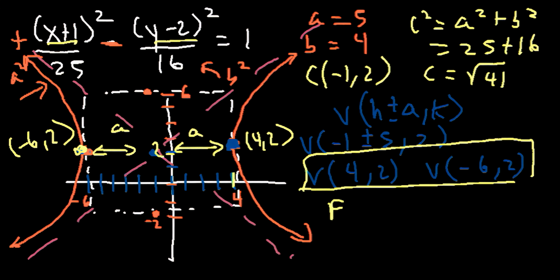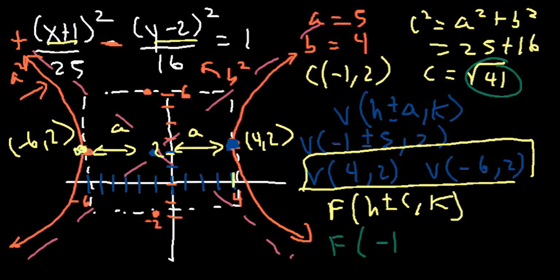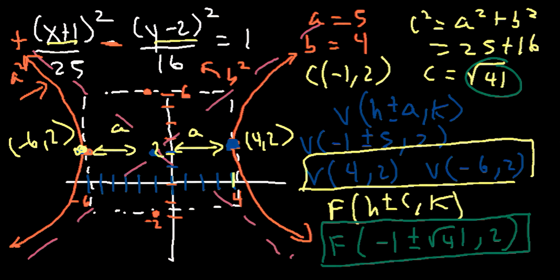Now to find the foci, the transverse axis is horizontal, so it's going to be (h ± c, k). So we've got to find the value of c, which we already know to be root 41. So it's (−1 ± root 41, 2). Now we can't add −1 plus root 41, so we're just going to leave it like this. So we know the foci is somewhere over here. And it's somewhere on the outside. It's past the vertices.